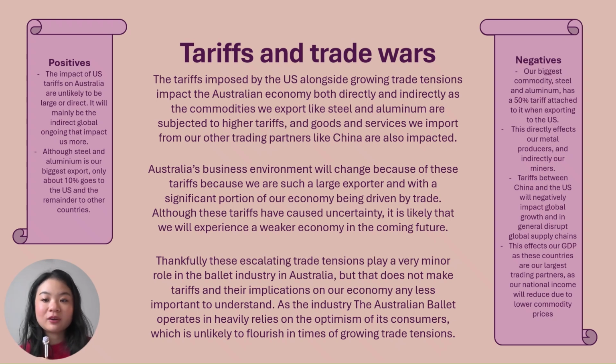Although few, some positives of the tariffs is that Australia is less likely to be directly affected in a large manner by the US. However, the impact will be more indirect, as the negatives include our biggest commodity having a 50% tariff attached to it when exporting to the US, meaning our metal producers and miners will suffer losses and overall global supply chains will be hugely disrupted.